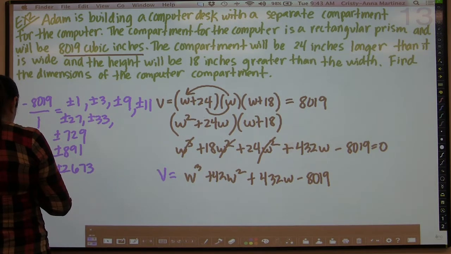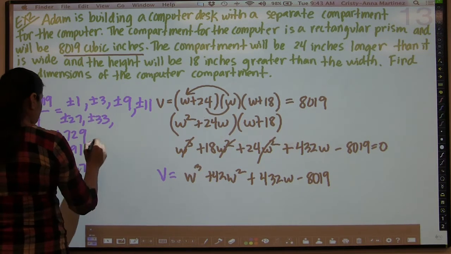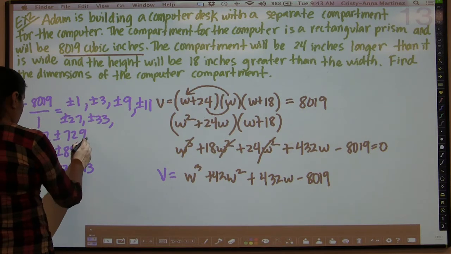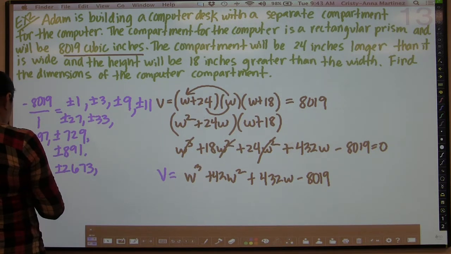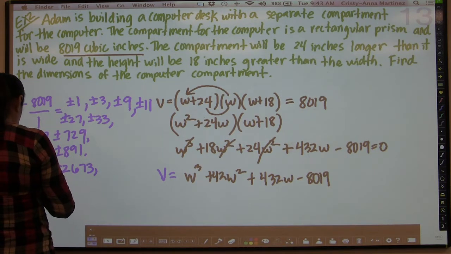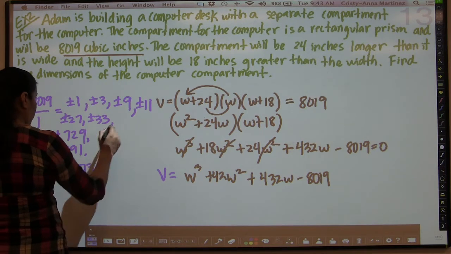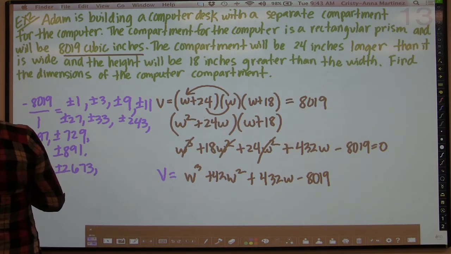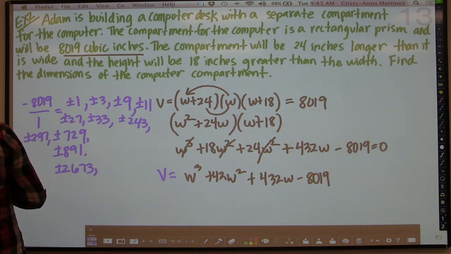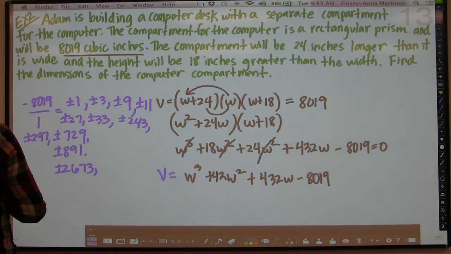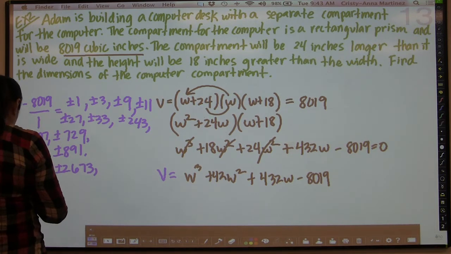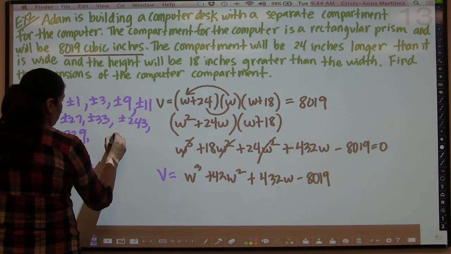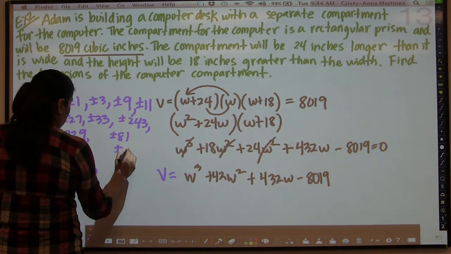27 gives you 297. I'm trying to write them in order, but I'm not sure if that's going to work out. 33 gives you 243. And I think an 81 might work. 81 and 99 are the last ones. So somewhere in here there's a plus or minus 81 and plus or minus 99.